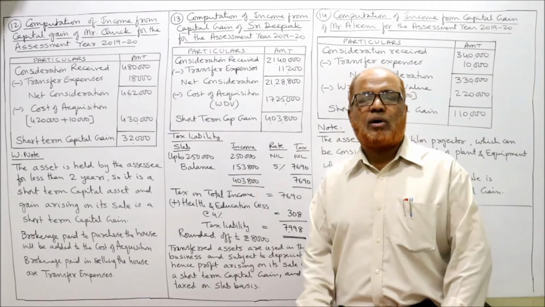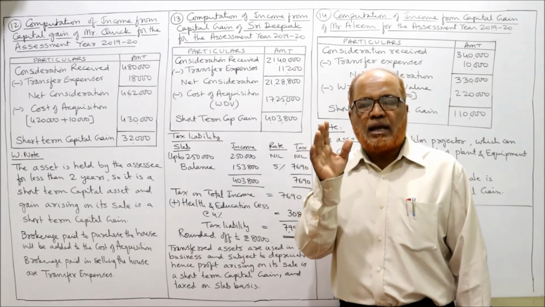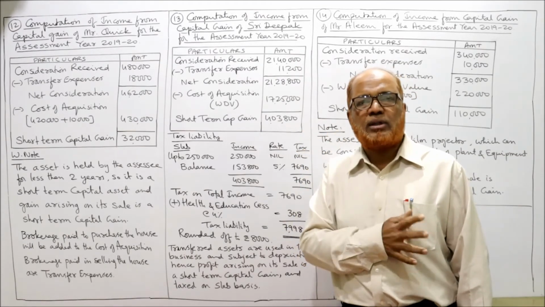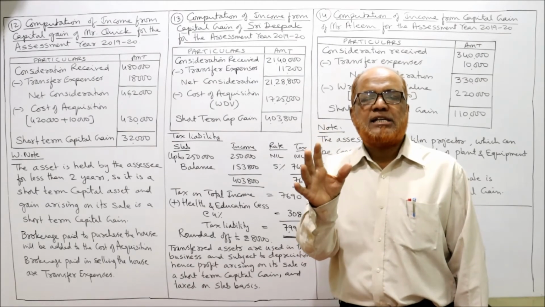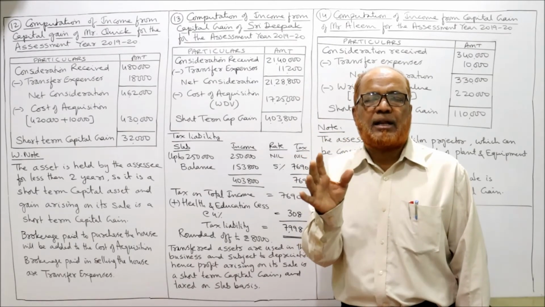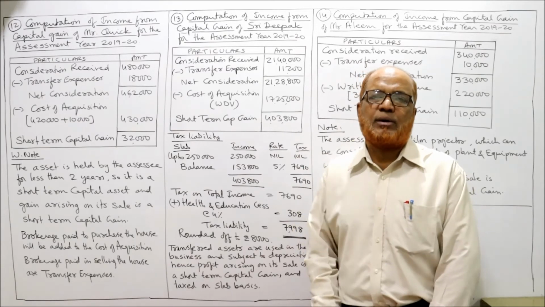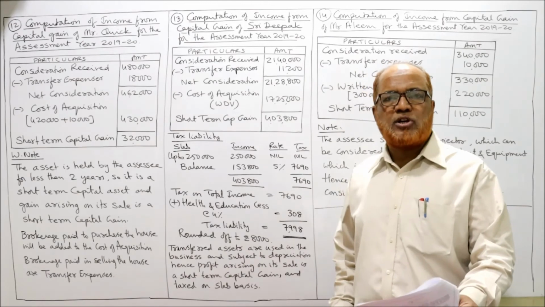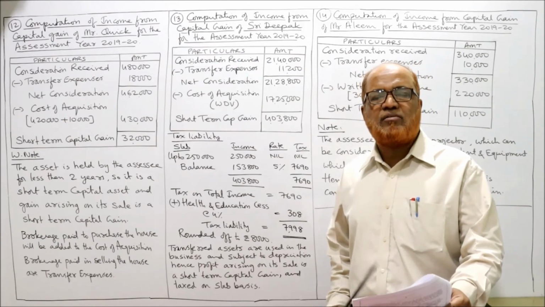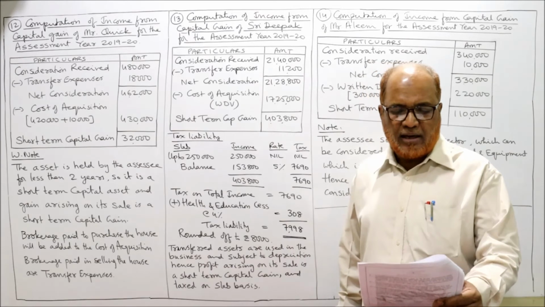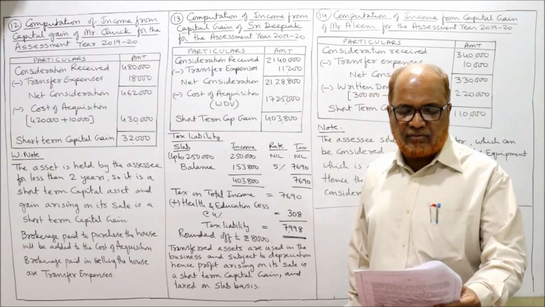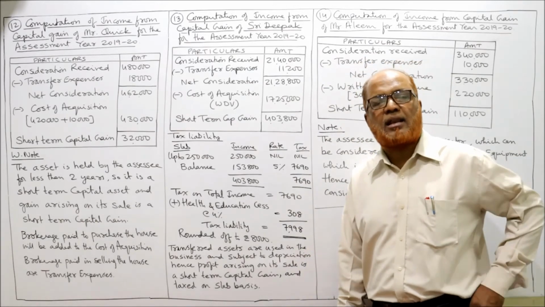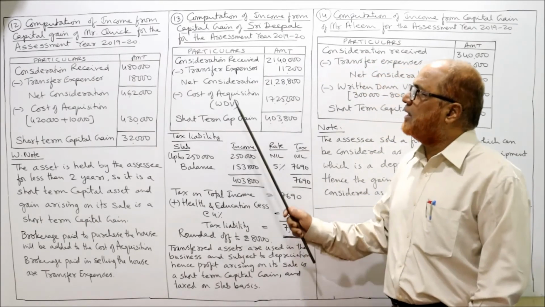In the previous theory video I have explained, if a depreciable asset is used in the business and sold during the previous year, the gain arising will be short-term capital gain irrespective of the period of holding, right? So here machinery is a depreciable asset, so whatever gain arising will be treated as a short-term capital gain. Calculate capital gain and tax liability if there is no other income. So not only capital gain, but we also have to calculate the tax liability.